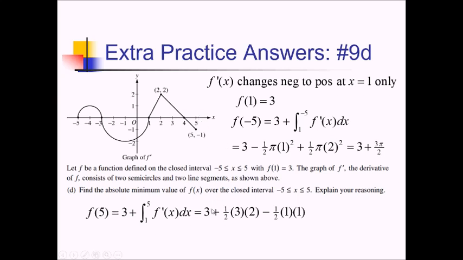So we've got 3 plus, let's see, 1/2 and 2 cancel, so just really 3 plus 3, which is 6, minus 1/2. That's 12 halves minus 1/2, or 11 halves. So this is a number that's bigger than 3. 3 would have been 6 over 2. So out of all these numbers, that means that our absolute min is going to have to be at 3.